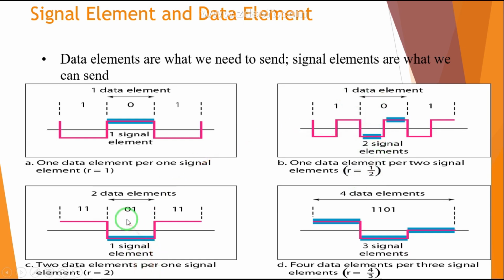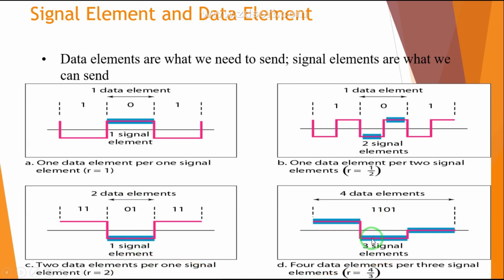Similarly, over here, one signal element is there. But this one signal element is going to carry how many bits, how many data? 0 and 1. So 2 data elements per one signal element. So R is equal to what? 2 by 1. 2 is the 2 data elements and 1 is your signal element.